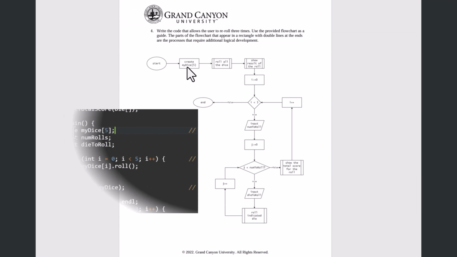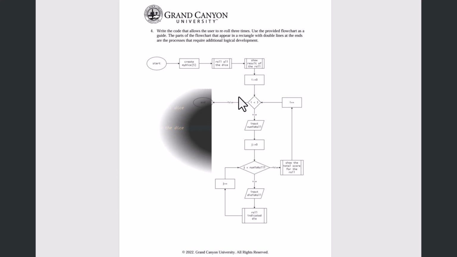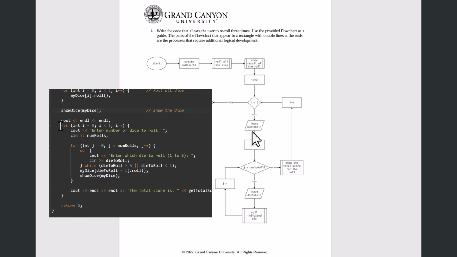I created an array of 5 dice, then I created a for loop to roll each of the die, and then I displayed each die after the roll using the showDice method. I then created another for loop to iterate 3 times. For each iteration, I prompted the user for the number of dice to roll, followed by another loop that prompts which specific dice to roll on each iteration.